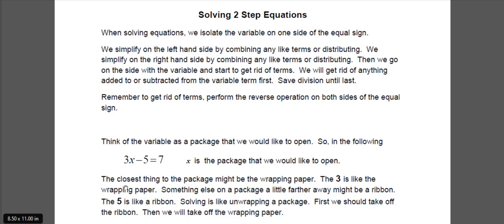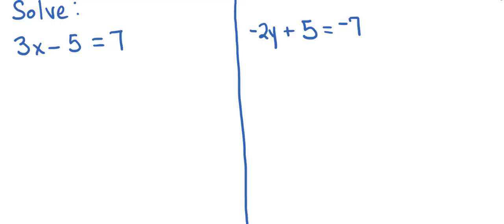So if we're solving, it's like unwrapping a package. You go to the package and would take off the ribbon first. And then last, we would take off the paper. So maybe that will help you remember the steps. I have a couple of equations here for us to solve that are two-step problems. So here is our first one.